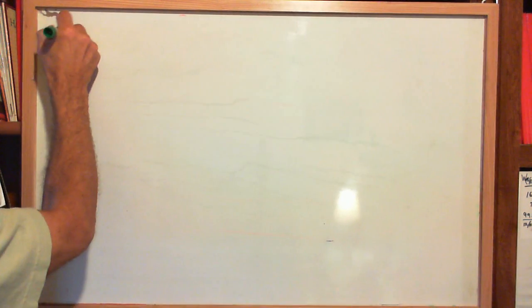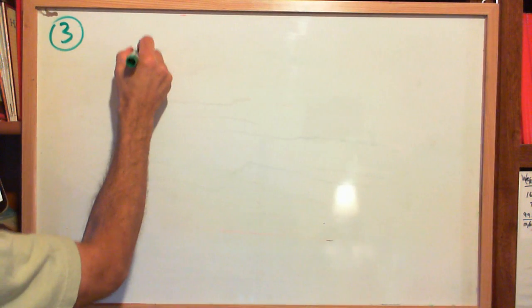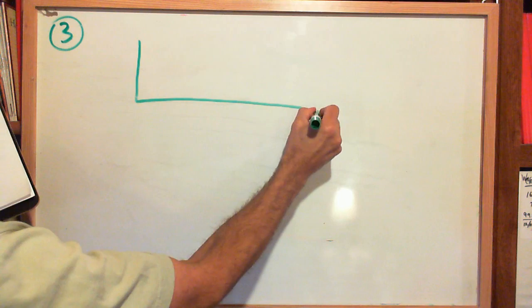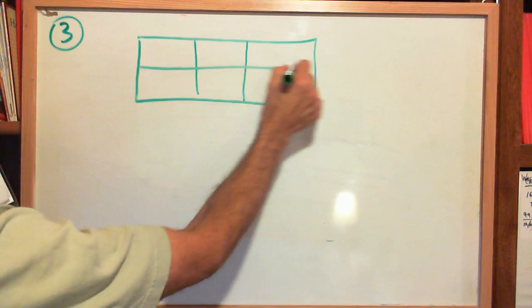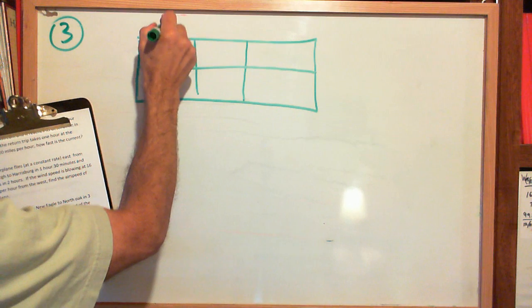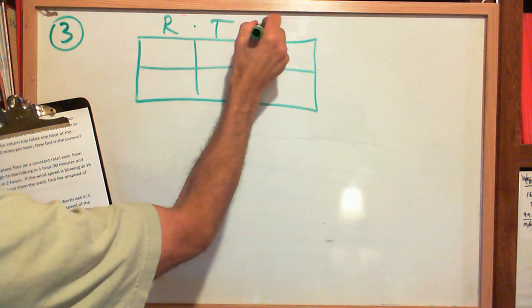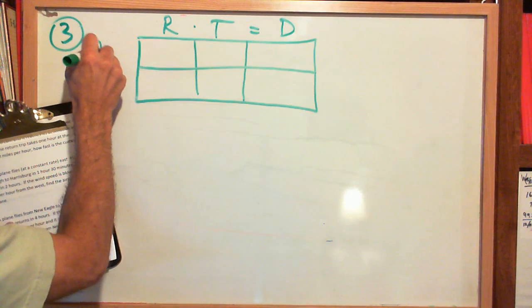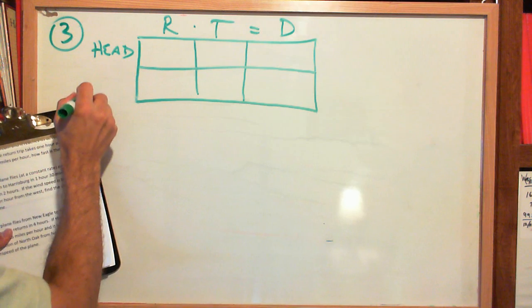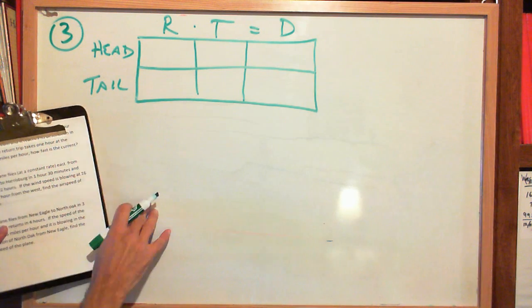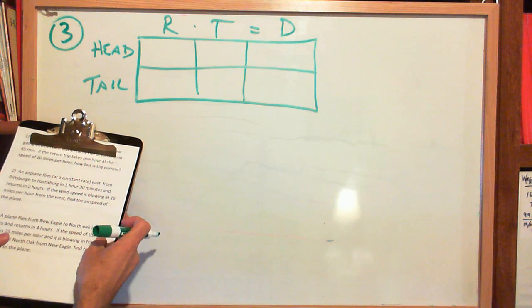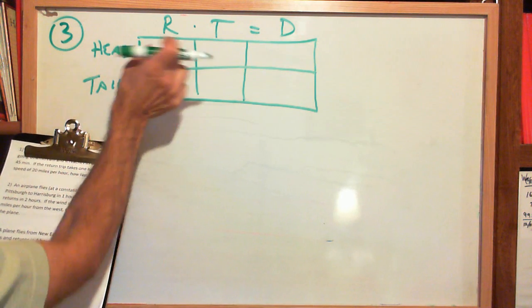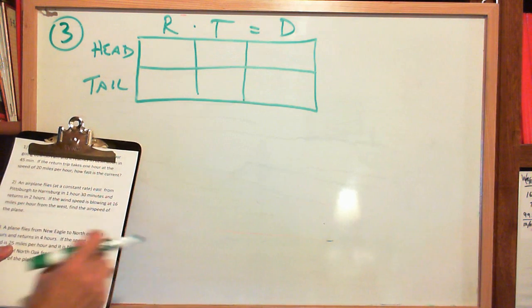Okay? So again, this is number 3. So I'm going to draw my box. I think once you see a bunch of these done, it's going to be pretty straightforward and pretty easy. So again, we have rate times time equals distance. We have a headwind and we have a tailwind. Okay, you just have to make sure you put them in the right order, whichever one. It doesn't matter which one you put here, you just have to put the right information in these boxes.